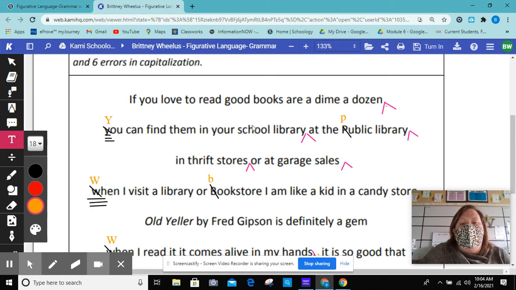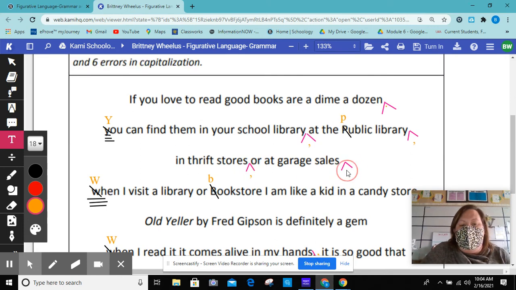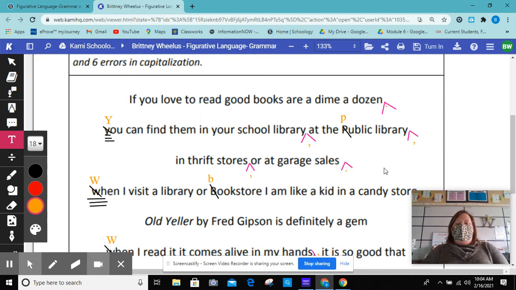All right, so after library, we're going to put a comma. After library, we're going to put another comma. After stores, we're going to put another comma. And at sales, we're going to put a period, because that is the end of the sentence.